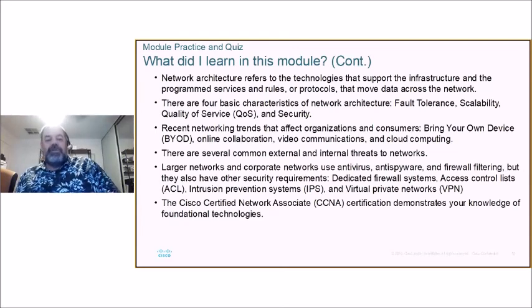When it comes to security, there are internal and external threats to networks. Larger networks and corporate networks use antivirus, anti-spyware, and firewall filtering, but they also have other security requirements. So you might have dedicated firewalls, access control lists, intrusion prevention systems, and virtual private networks. And when it comes to certifications, what this course is aiming you towards is the CCNA, and it demonstrates your knowledge of foundational technologies.